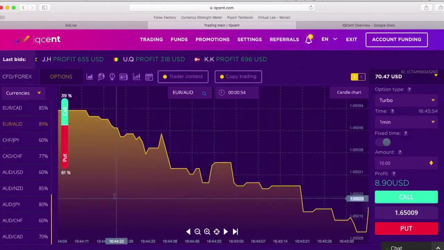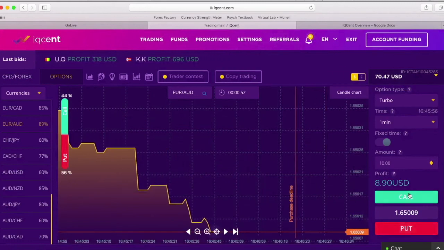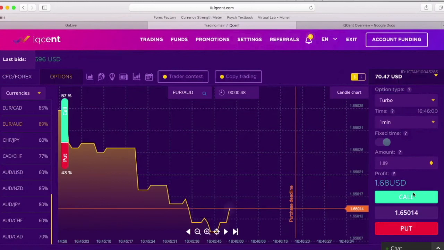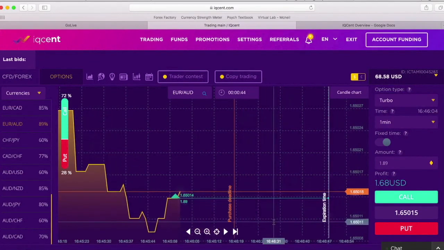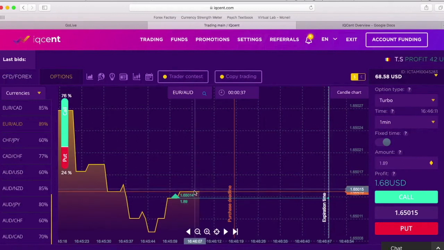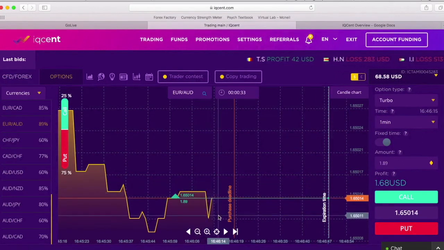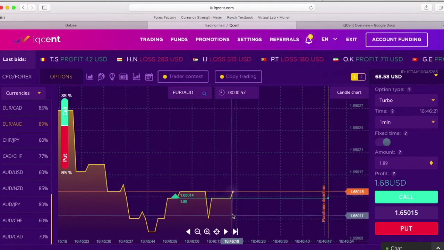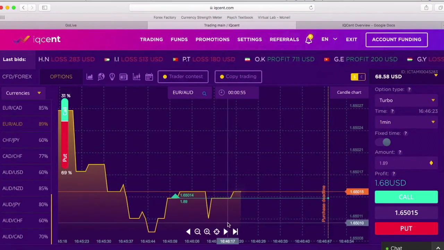So I could put a call right here and we're going to do the 189 this time and just place a call. So now you see a teal blue line right here. By the end of this horizontal line, depending on where this orange line is above or below, that will tell us whether we won or lost a trade. If it closes above, we won the trade for a call. If it closes below, we lose the trade for a call.